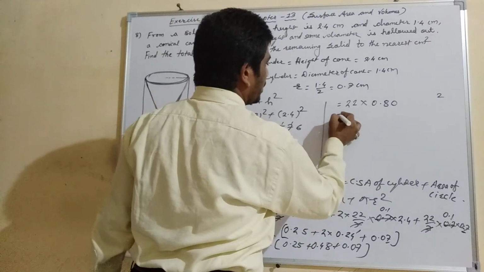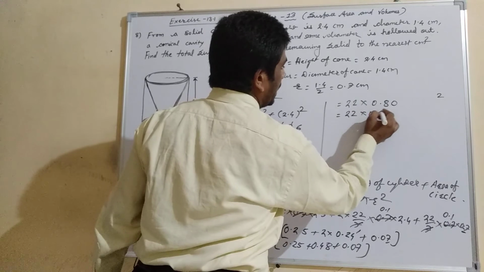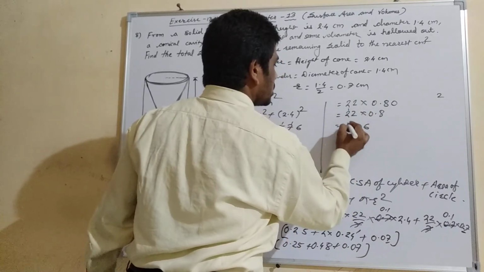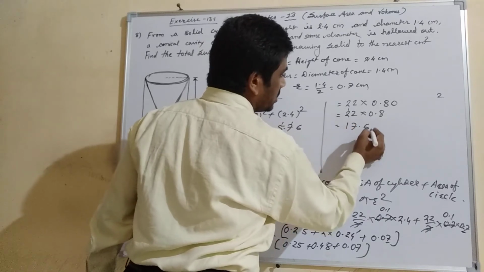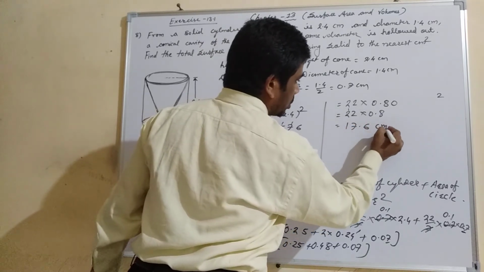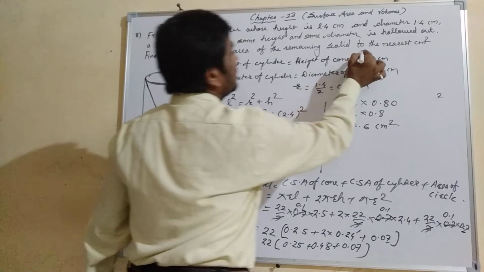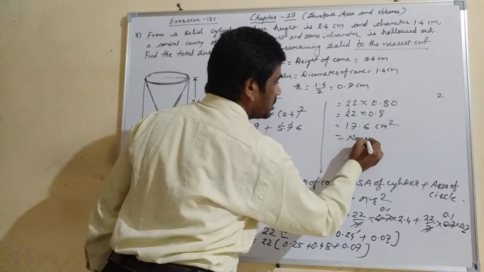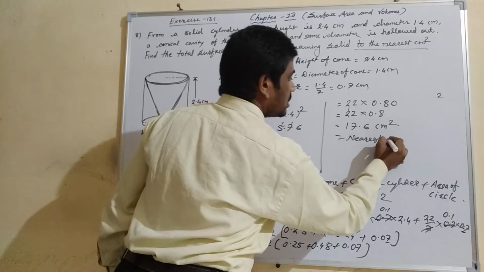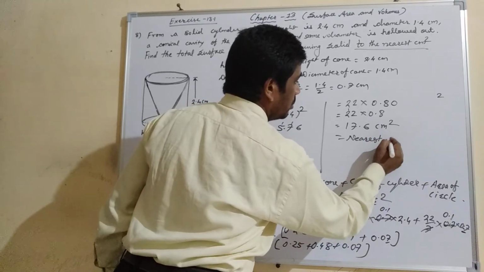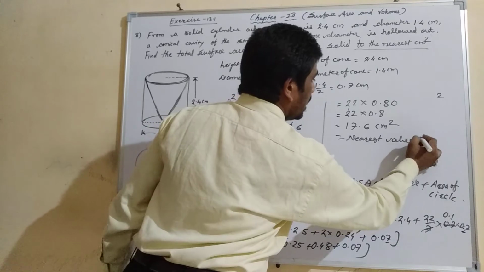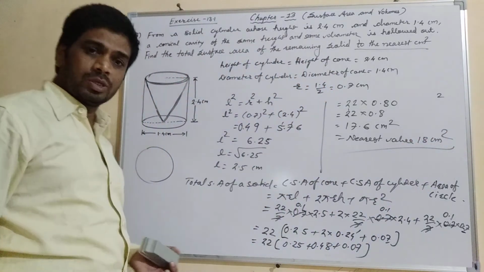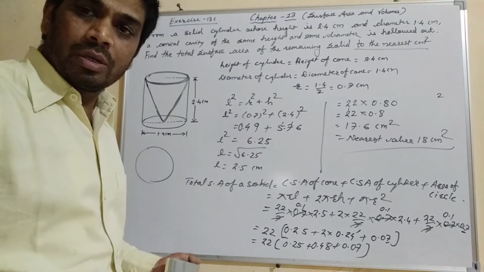So we will multiply 22 by 0.8. So 8 2s are 16, 6 carry over 1. 8 2s are 16, 17, so 17.6 centimeter square. And we have to find the nearest centimeter square, so the nearest value will be 18 centimeter square. So this will be the answer for this. Now let's see the next question.